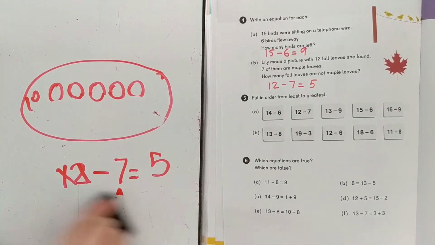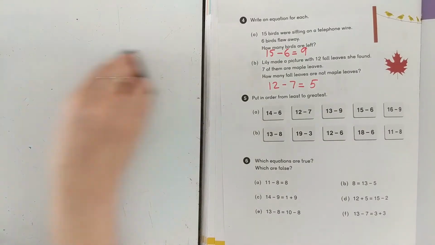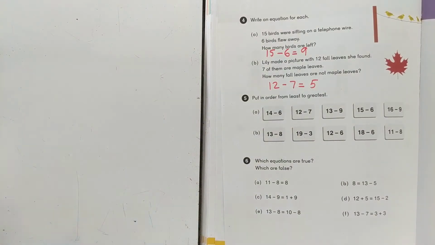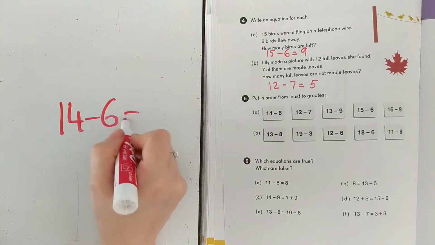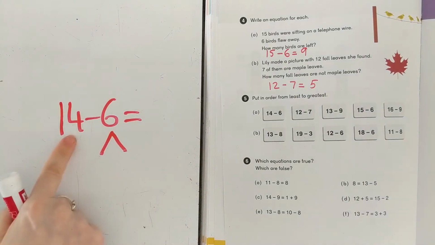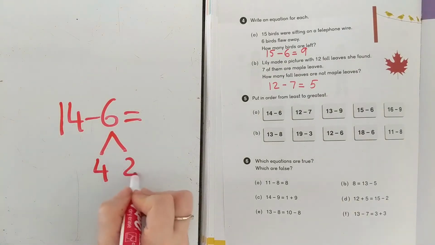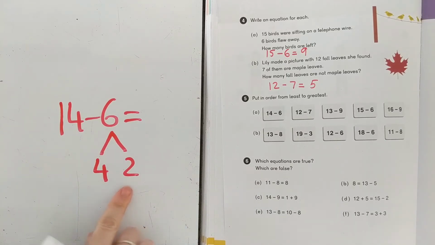Number 5 says put in order from least to greatest. In order to put them in order, first we have to solve for them and see what the answers are. So I'm going to start with 14 minus 6. I'm going to say inside of the 6 there is a 4 and a 2 because 4 plus 2 is 6. Now I can subtract.